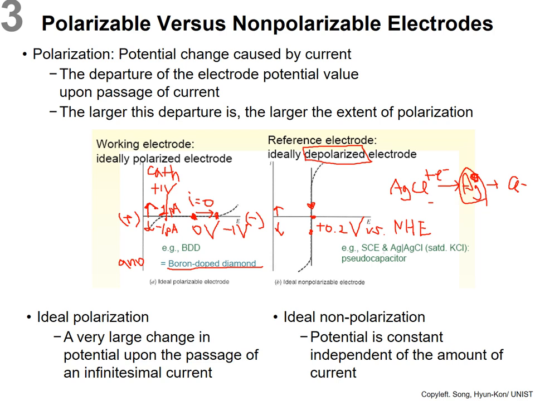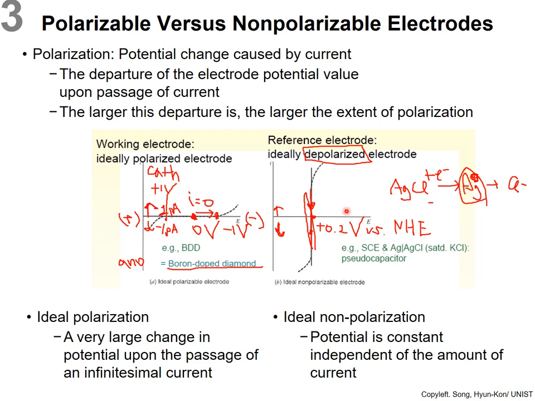Also, when you apply the negative current, then you are trying to pull the electrons from the electrode. Then what happens? Silver goes to silver chloride, and still this electrochemistry provides the same reduction potential into the system. So we always have a constant potential. That is the ideally depolarizable or depolarized electrode.